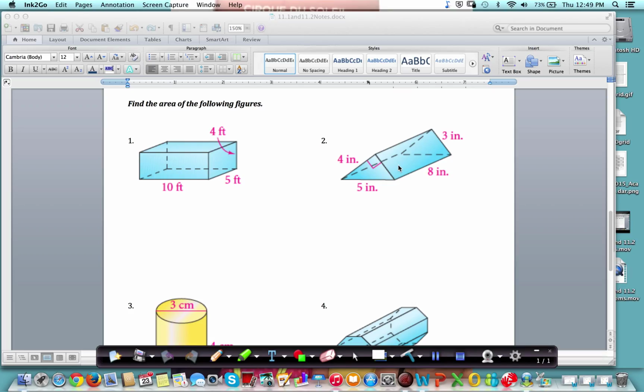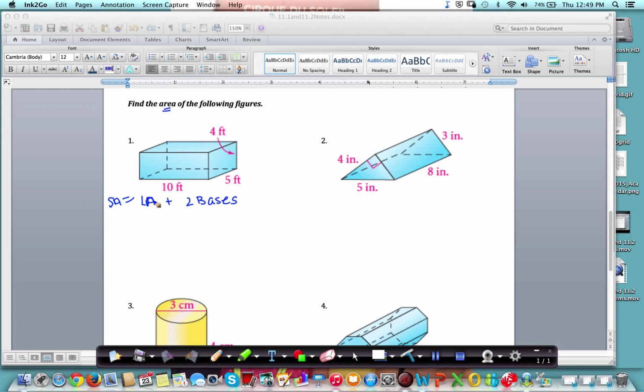Okay, so what we're going to do now is just put some of these formulas to the test with some sample problems. We've got 4 problems here to try. And so the first thing we're going to do is just go ahead and write down our formula. Okay, so we have the surface area, because it's asking us to find the area, is the lateral area plus 2 bases. So I always like to start by just writing down my formula.